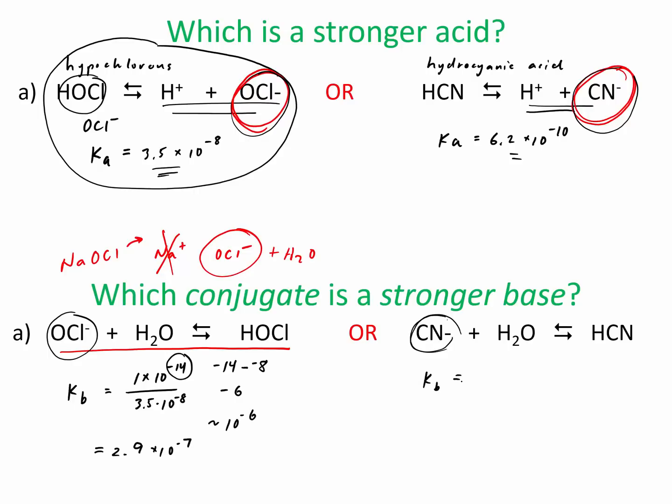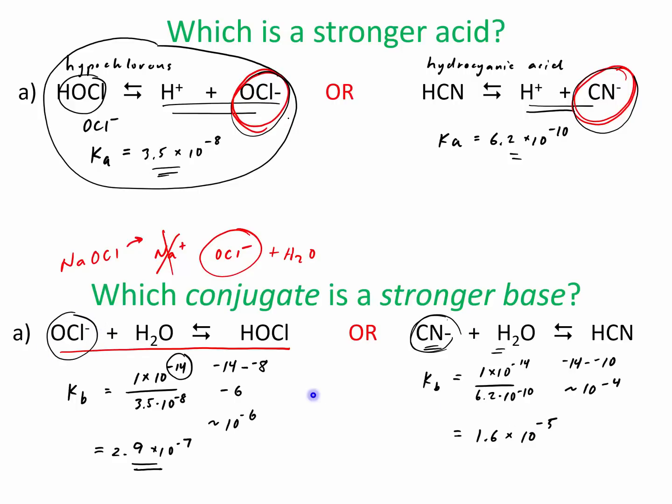And we'll do the same thing for the cyanide ion. So 1 times 10 to the negative 14th divided by 6.2 times 10 to the negative 10th. If you wanted to estimate, we should get something around 10 to the negative fourth. If you want the exact value, I have 1.6 times 10 to the negative fifth. So here we see that this one will actually accept a proton a little bit better than the other one. So the cyanide ion is going to be a better proton acceptor than the hypochlorite ion.